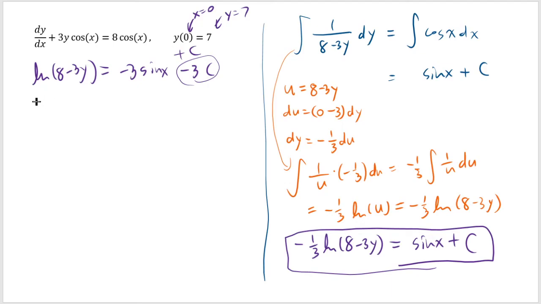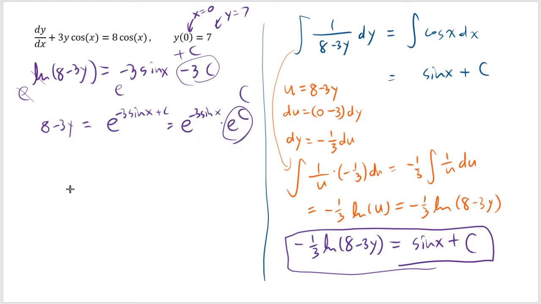All right, and then we exponentiate both sides so that e and ln cancel, and you get 8 minus 3y equals e to the negative 3 sine x plus c, and that's e to the negative 3 sine x times e to the c, and that's just a constant, right? So here's what we have: 8 minus 3y equals c times e to the negative 3 sine x.